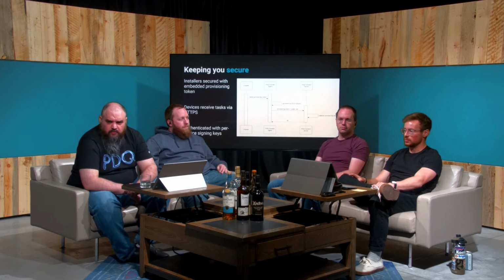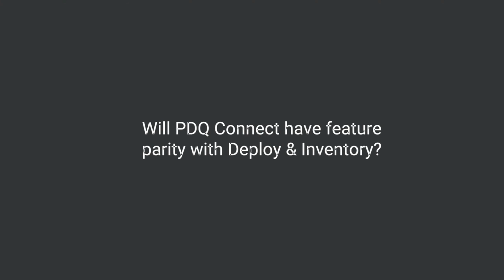Awesome. So I think from there, we're going to transition into some of the questions that we're anticipating you might want to know the answers to. The first thing I'm going to hit on is: is PDQ Connect going to have full feature parity with Deploy and Inventory? Again, the goal here is one day, yes, but that is not going to be day one. It will take time to reach feature parity. Deploy and Inventory have been around for many years. It's just going to take time to catch up, but that is the goal.